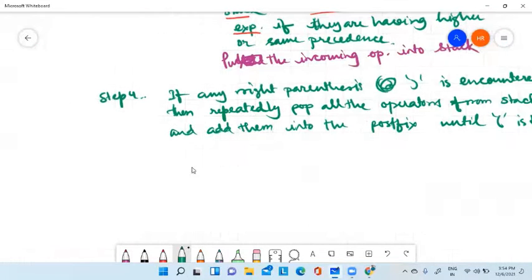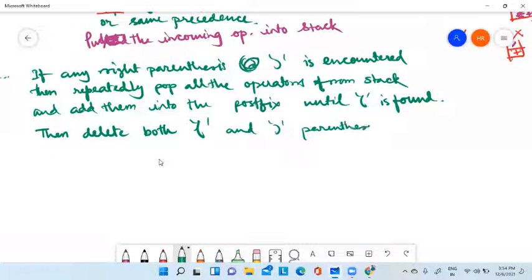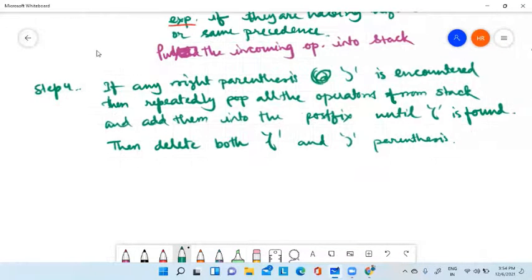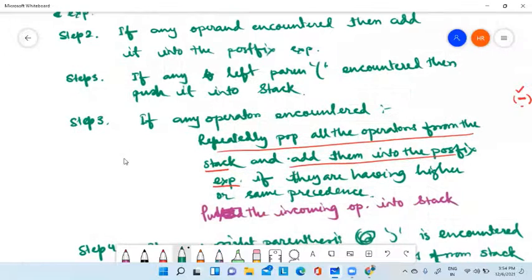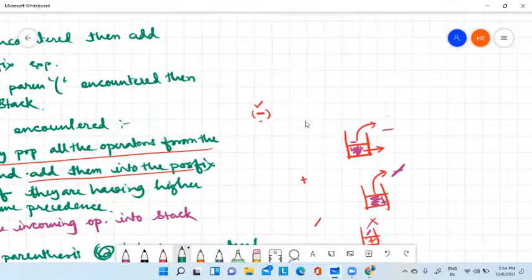Then what? Until the left parenthesis is found, then delete both the left and right parenthesis. Okay, so this is the whole algorithm. You have to repeat this until your whole expression is complete.